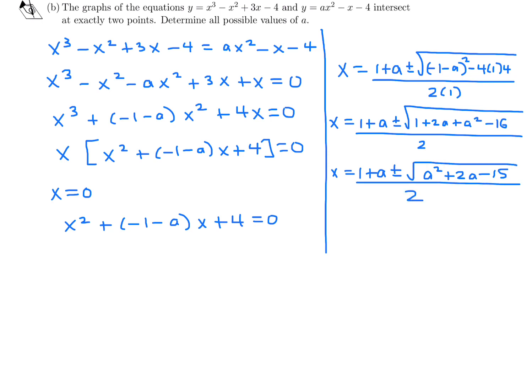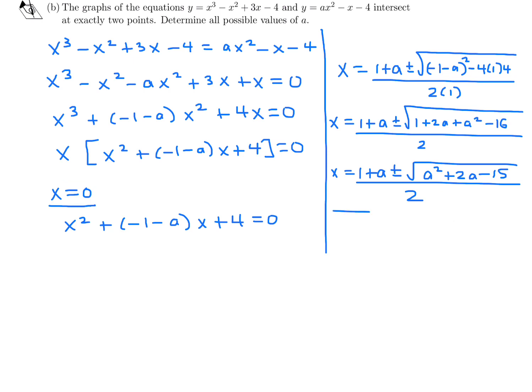Now, this is the key of the question, exactly 2 points. We already got 1. This will give me only 1 more. That means I can't get 2 roots here. I can only get 1. Normally, when you do a quadratic, you get this plus or minus, right? It gives you 2. But I can only get 1 because 1 root here, 1 root that I already got here will give me exactly 2 roots. And each root gives me 1 point.